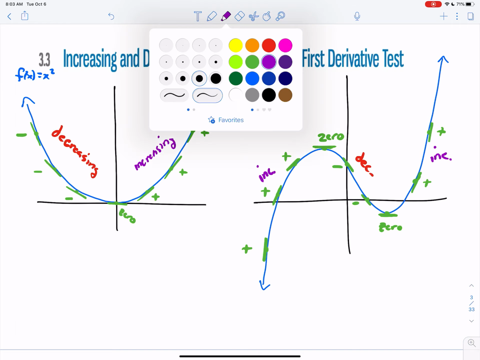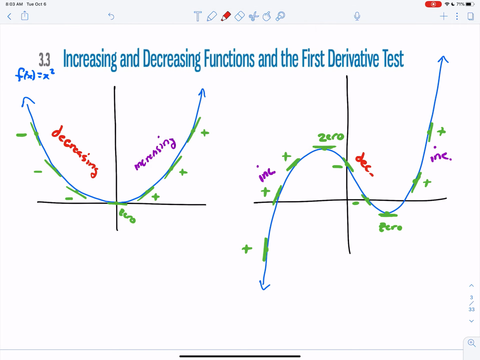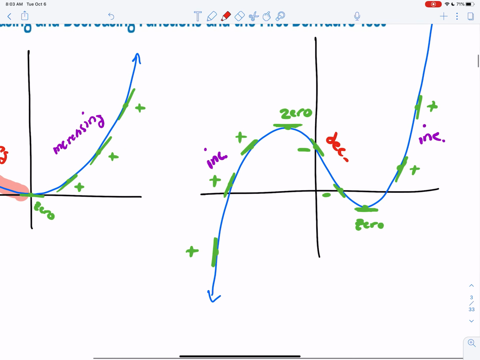So take a look. We notice that when the function is decreasing, the derivative is always negative. So let's see if that's true over here in the second graph. When the function is decreasing, the derivative is negative.